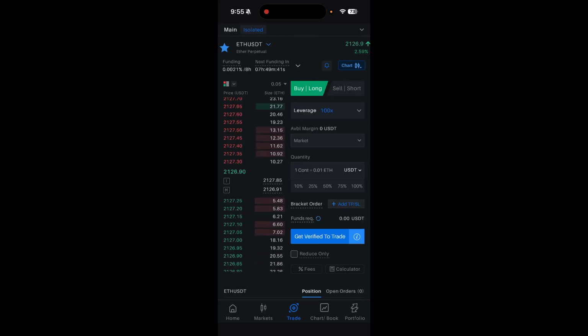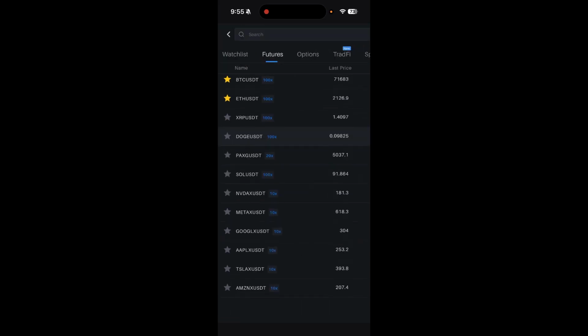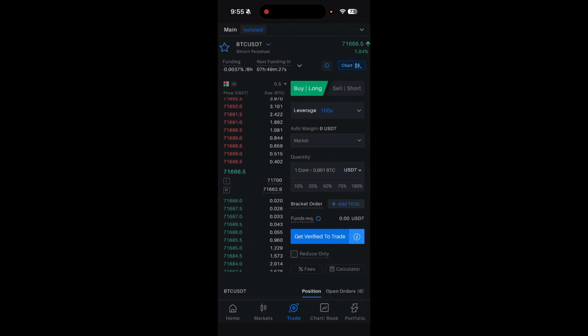You can also find the trading pair list at the top. There's an Ether perpetual tab over there, and you can select a trading pair, for example BTC/USDT. Over here, BTC/USDT is Bitcoin traded against USDT. This list allows you to quickly browse all the available markets on Delta Exchange.